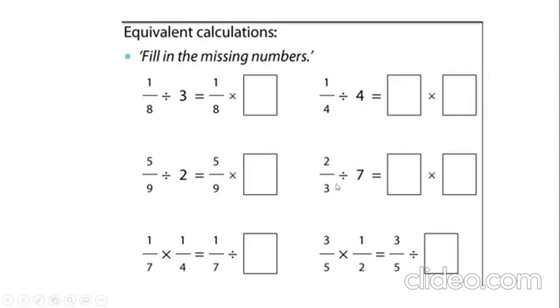This one, 2/3 multiplied by 7 would be the same as 2/3 multiplied by 1/7. So we look at this one. 1/7 multiplied by 1/4 would be the same as 1/7 divided, also doing the other way around now, 1/7 divided by, look at this, it'd be divided by 4. 3/5 multiplied by a half would be the same as 3/5 divided by 2. 2 would go here.